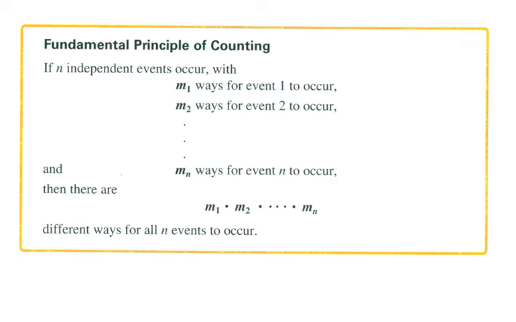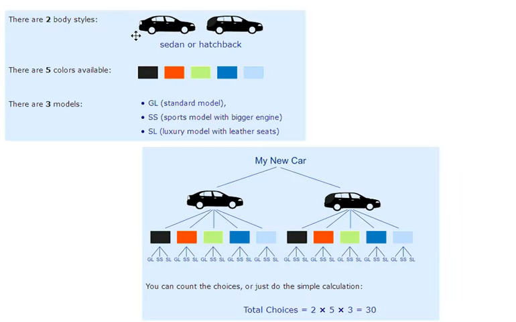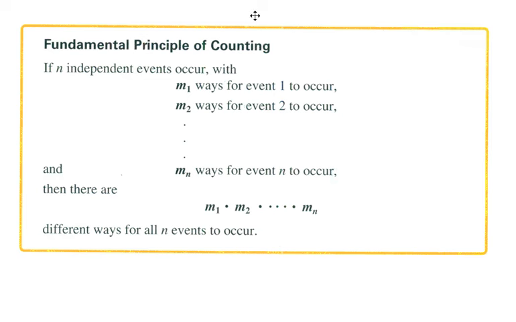This can be summarized with what's known as the fundamental principle of counting, which talks about if our events are independent. So let's just go back. The body style is independent from the color, is independent from the models, because all 5 colors and all 3 models show up in both body styles. So those are independent events. And so if that's the case, what this says is if we know how many ways for event 1 and event 2, and in our case we had event 3, all we have to do is multiply the options.